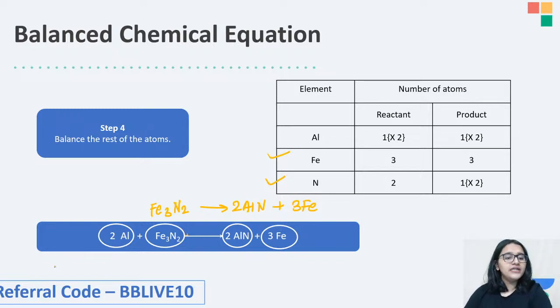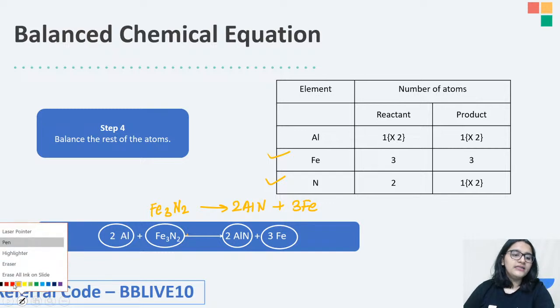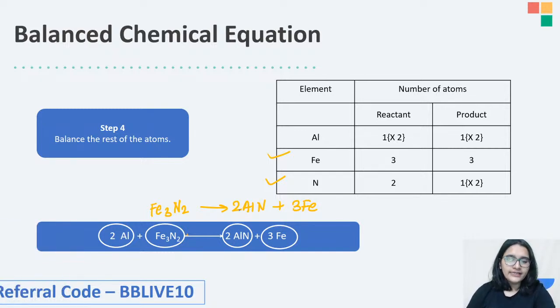Right, after you multiplied it by 2, you will see that the 2 has automatically come in front of aluminium. Now I have 2 aluminiums on the product side and I have only 1 aluminium on the reactant side. So can I make this 1 aluminium into 2? Yes, ma'am. 1 2s are 2. So now my reaction is balanced.